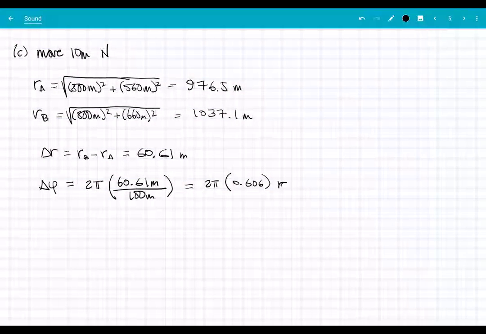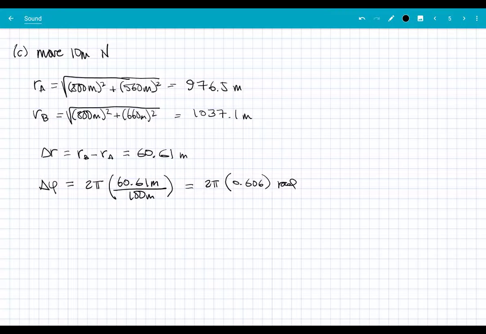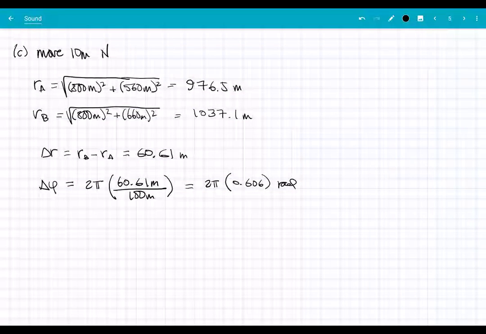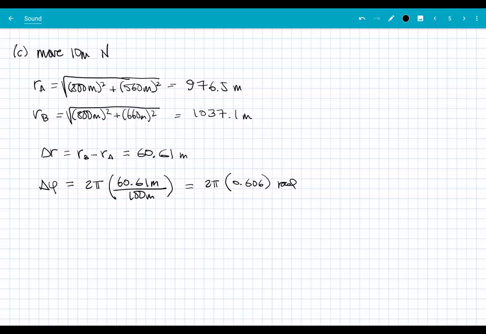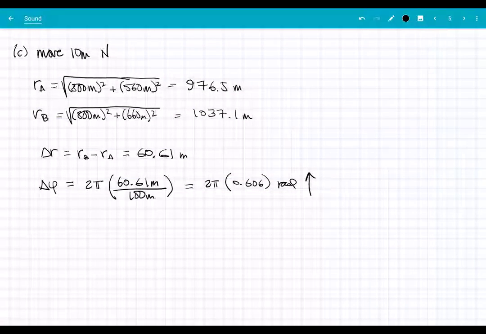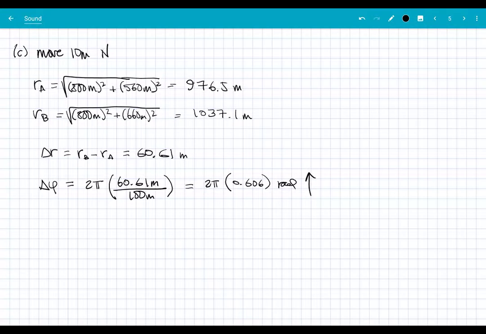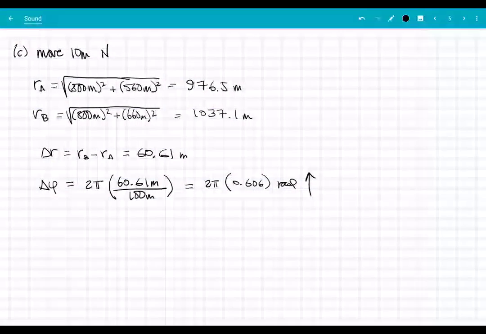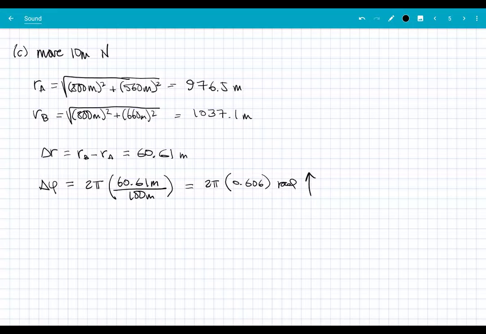And this gives me 2 pi times 0.606 radians. Okay, so basically I went through the same analysis. I moved 10 meters to the north. They're asking me what happens to the north. Does it increase or decrease? I moved 10 meters to the north and I wanted to see what happens, so I did the same analysis. We can see here, because the phase difference is increasing, when we look at this phase difference, it has increased from before. As you move north, you're moving from a destructive toward a constructive condition. So the signal strength is going to increase there.